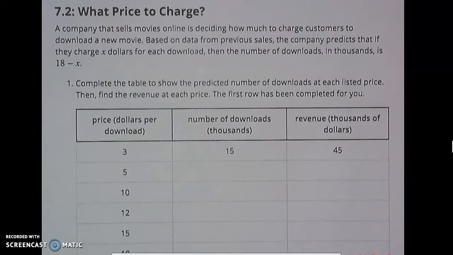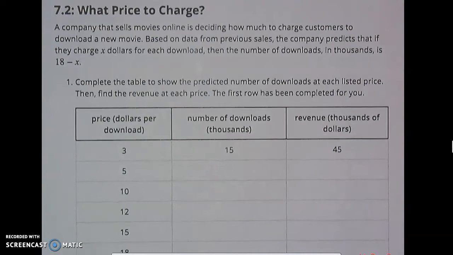Alright. So, what price to charge? So with this, a company that sells movies online is deciding how much to charge customers to download a new movie. Based on data from previous sales, the company predicts that if they charge x dollars for each download, then the number of downloads in thousands is 18 minus x. So we're going to complete the table here.